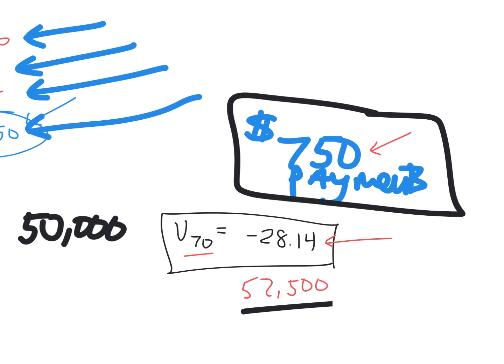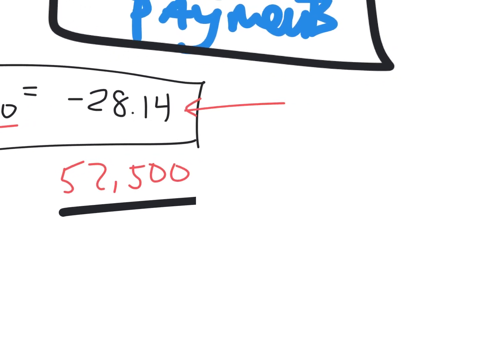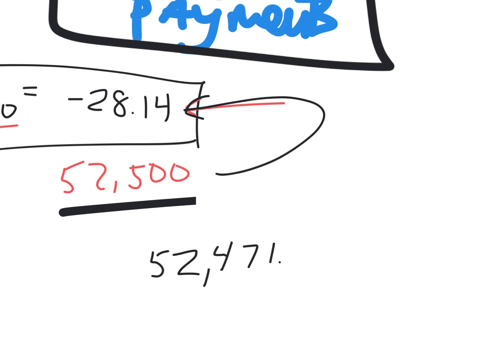All right. And then what's this $28.14? You're supposed to subtract that from your $52,500 because they're going to pay you that money back. So now you really only paid $52,471.86. Somebody help me out. What is this coming to? 71.86. That sounds right because of the 14, probably the 86. Okay, good.